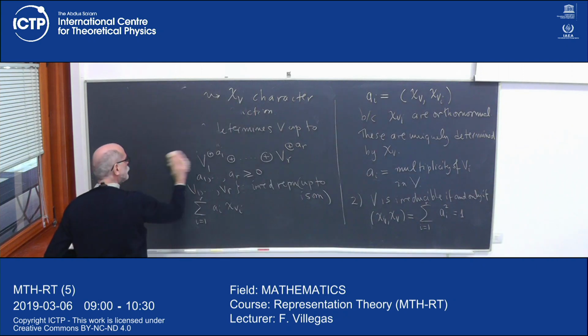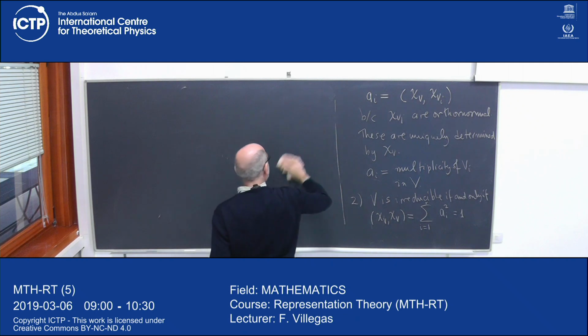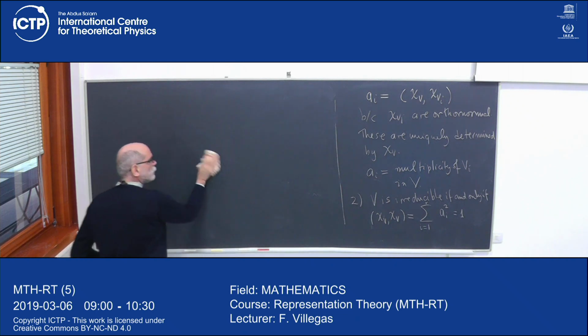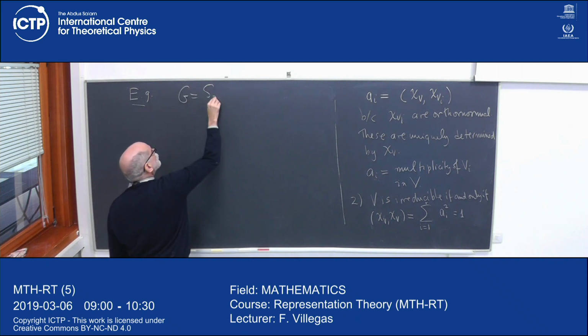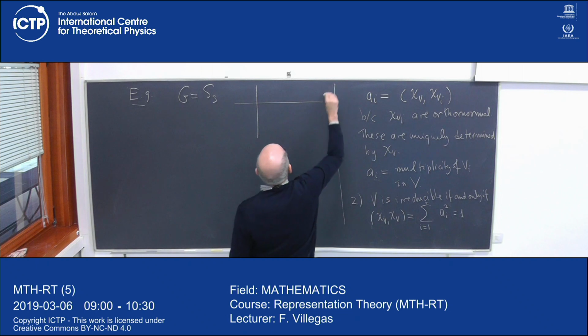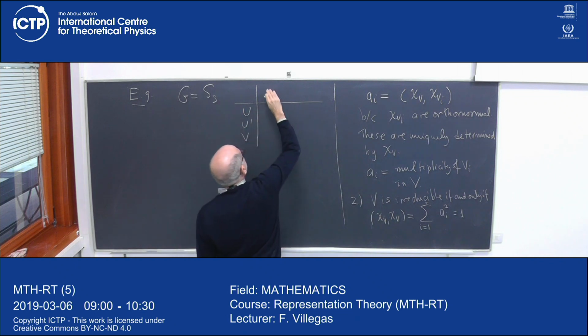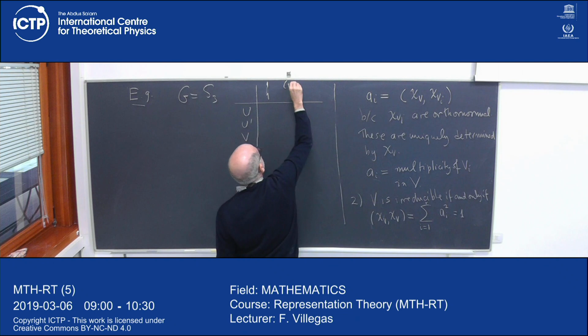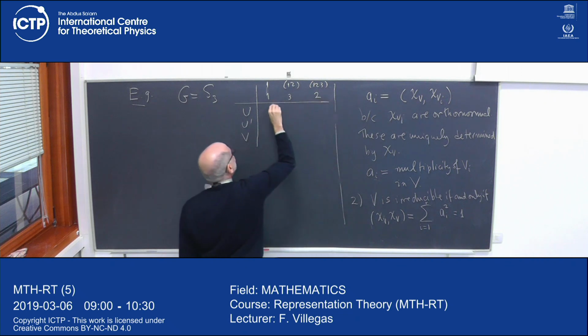So finally, many things that we talked about are all coming together now. So maybe let's make a small detour and look at the example of S3, which is the one we'll be using all along. So let's go back to this example and see how it's looking with our discussion so far. So we have three irreducible representations. We proved this by hand.